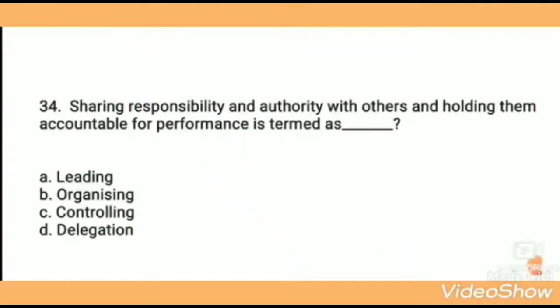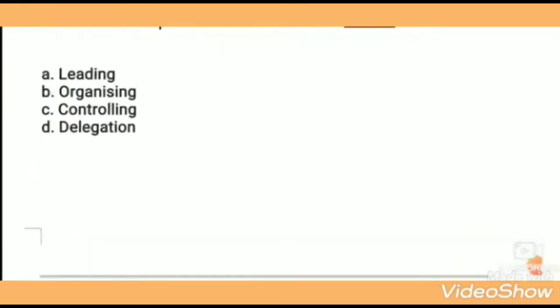Sharing responsibility and authority with others and holding them accountable for performance is termed as dash: leading, organizing, controlling, or delegation? So, the correct answer: sharing responsibility and authority with others and holding them accountable for performance is termed as delegation. Next question.